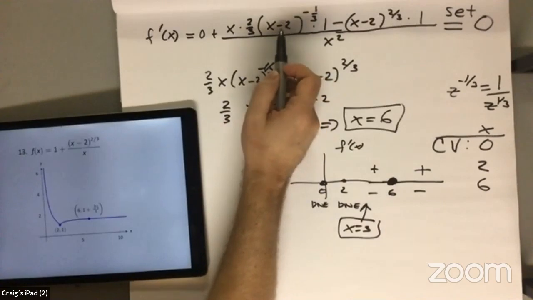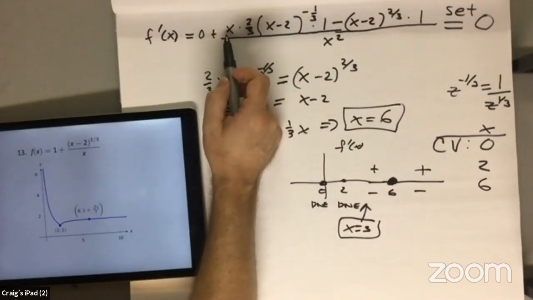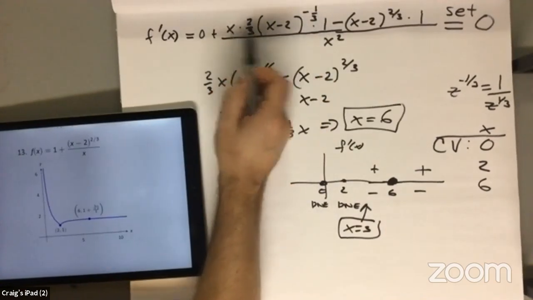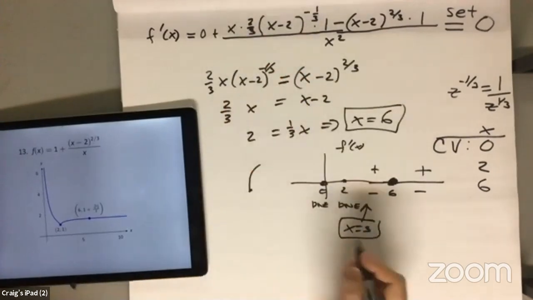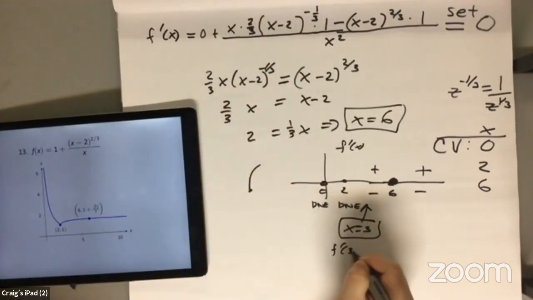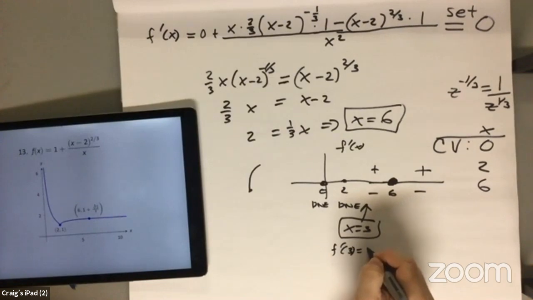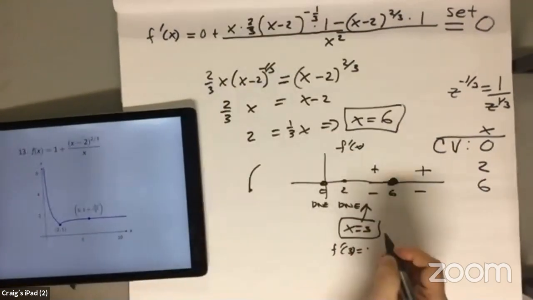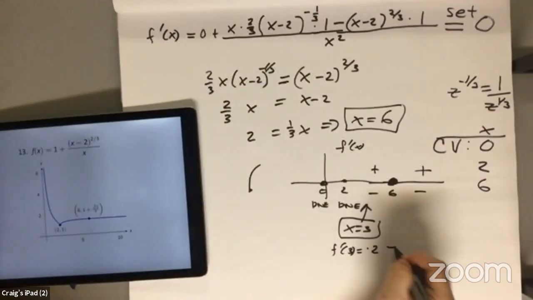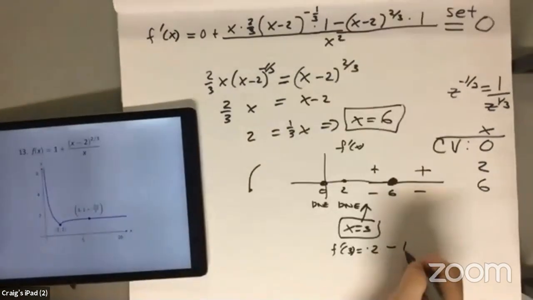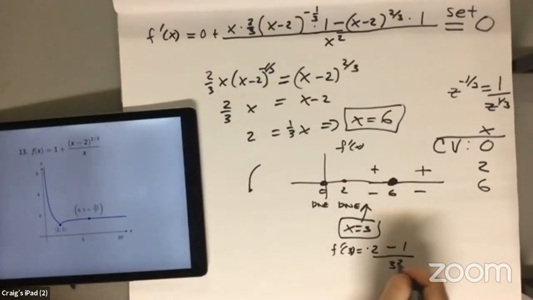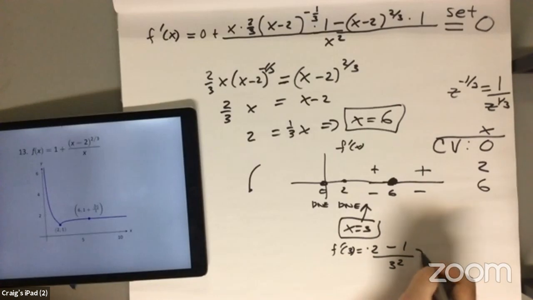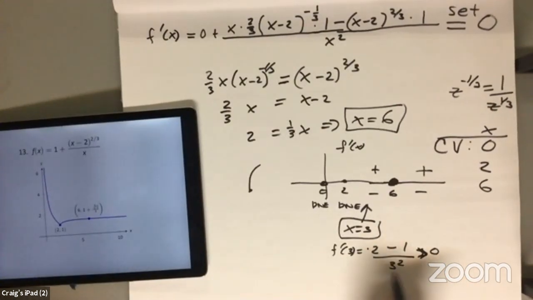And I have a 1 here. And I have x equals 3, so 3 times 2/3 is just 2 times 1. So f prime of 3 is just 2 times 1 is 2, minus 1, all divided by 3 squared. So I get a positive value. That 2 minus 1 is 1, divided by 9.